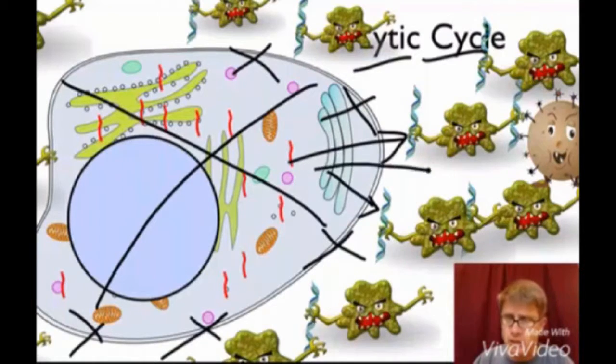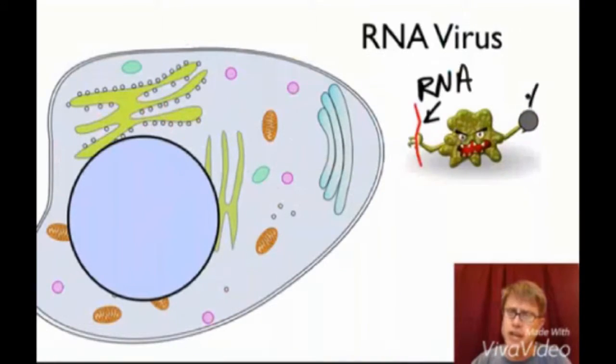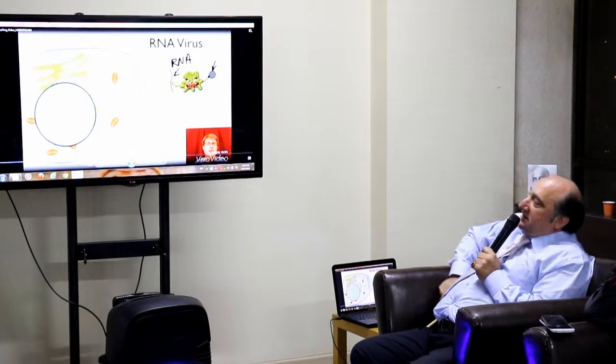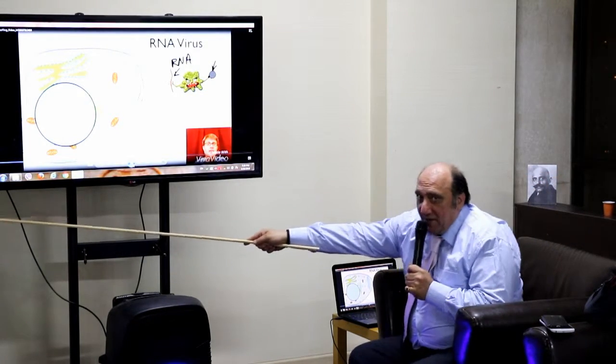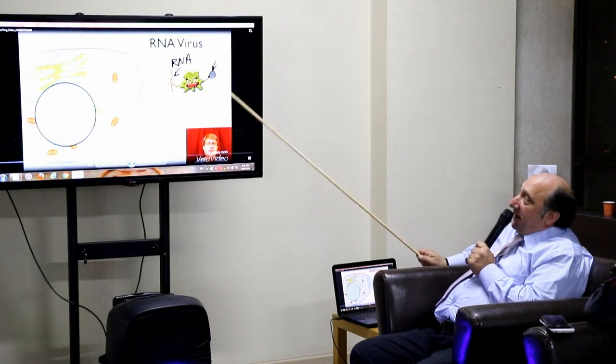If you're paying attention, you notice somebody else snuck in here as well. So this guy looks a little bit different, but he happened to be inside the cell at the same time. This is the second type, the RNA virus. The RNA virus, when it comes inside the cell, it stays inside. It hides inside.